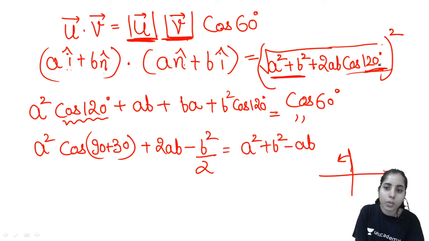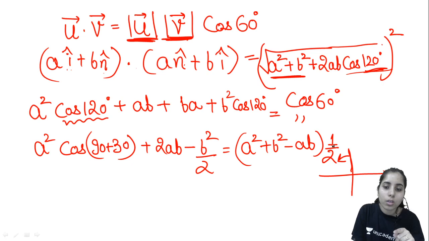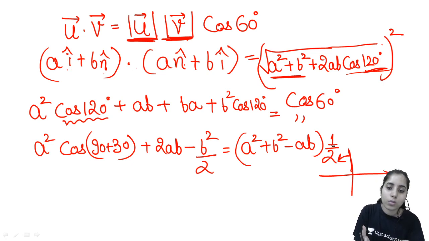Minus 1 upon 2 you will put here. It will give you that 2 and 2 will get cancelled out. You will get just minus AB. Cos 60 degrees will be equal to, again, cos 60. That's 1 upon 2. Done. Next.